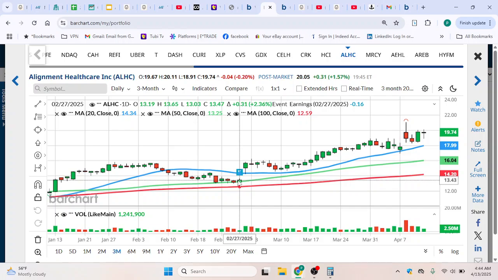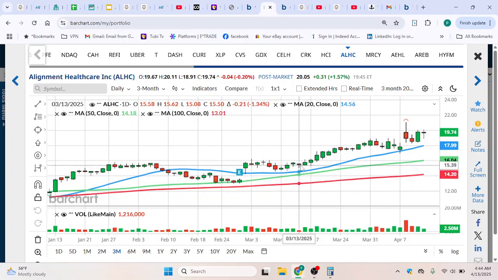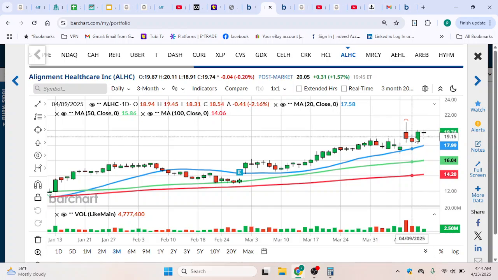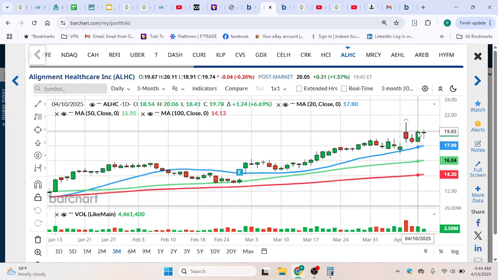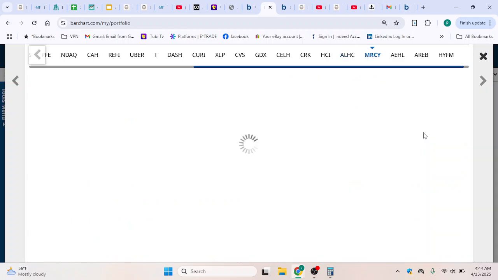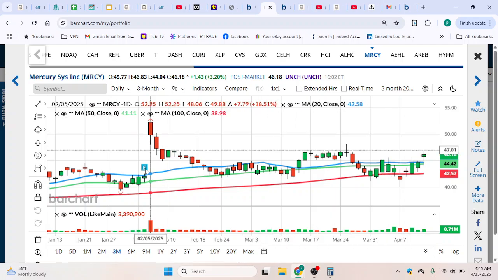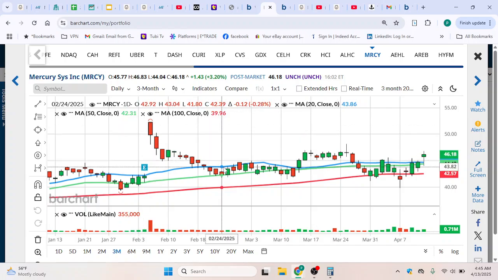You can see this positive reaction to earnings, sideways, move up, pull back to this moving average, and then a gap up, new high, and gave us kind of this 3-bar turn, and then kind of this inside bar on Friday. So I like that over 19.75. ALHC is the symbol.